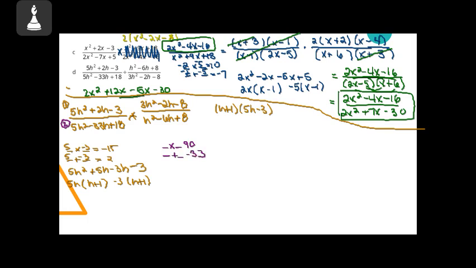From 5h squared and 30h, I can divide out 5h. It's going to leave me with h minus 6. So over here I want h minus 6. I had negative 3h, and now I have h, so I took out the negative 3. So that means on the bottom, I have an h minus 6 and a 5h minus 3.